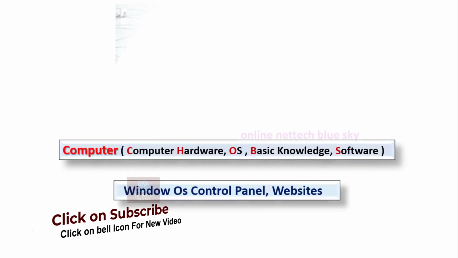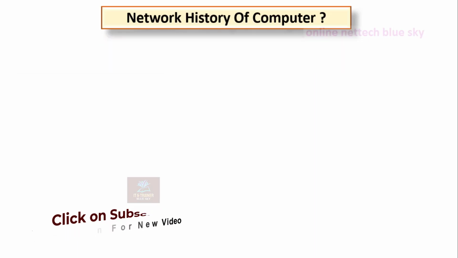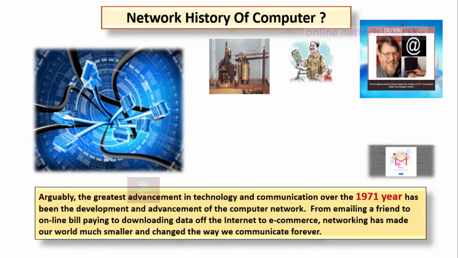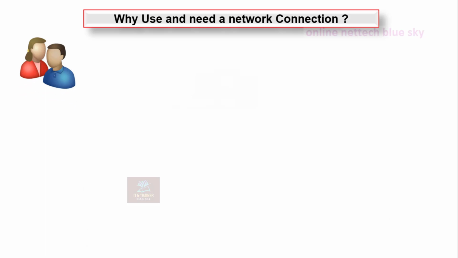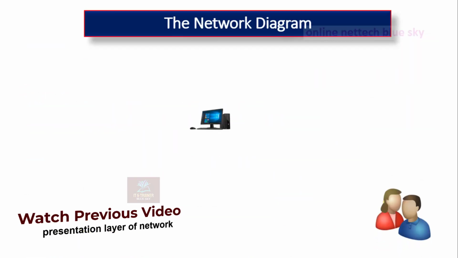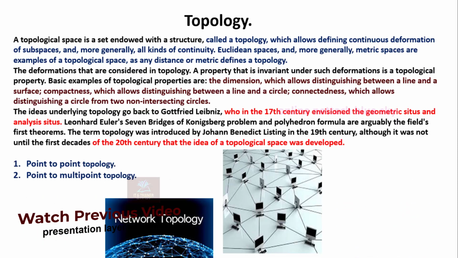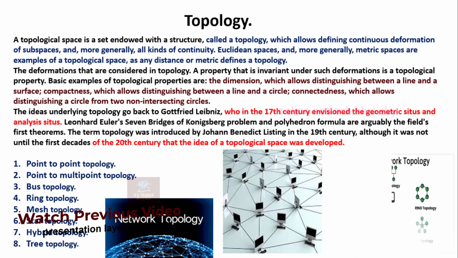So this is very important for understanding my previous videos. Very important for you. What is a network? Watch the network course. What is a network, the history of computers? I already told you. Okay, why use a network communication system? This is very important for understanding the network diagram, and what is a topology and the types of topology.